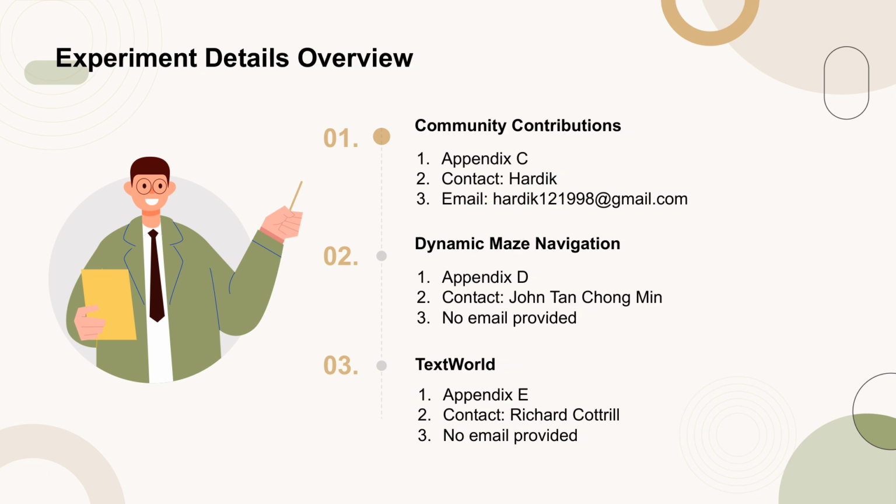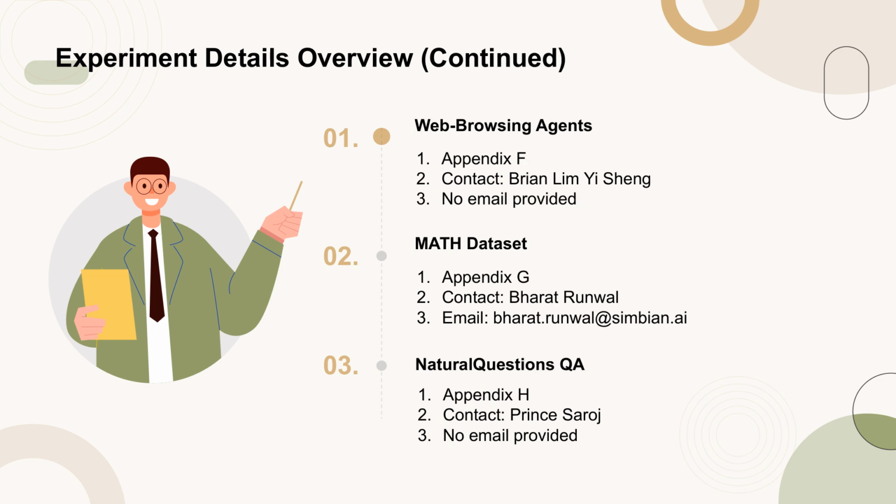For detailed information on the Community Contributions Experiment, refer to Appendix C. Contact Hardik at hardik121998@gmail.com for further inquiries. For the Dynamic Maze Navigation Experiment, see Appendix D. Contact John Tan Chong Min directly for more details. Regarding the Text World Experiment, consult Appendix E. Richard Cottrell is the contact person for this experiment. For the Web Browsing Agents Experiment, details can be found in Appendix F. Contact Brian Lemishing for additional information.